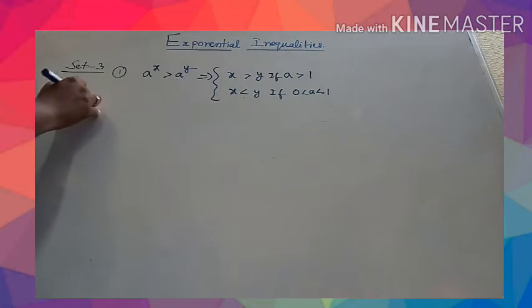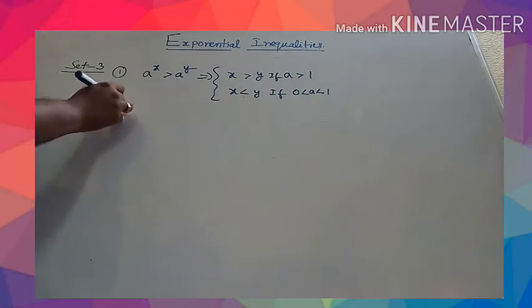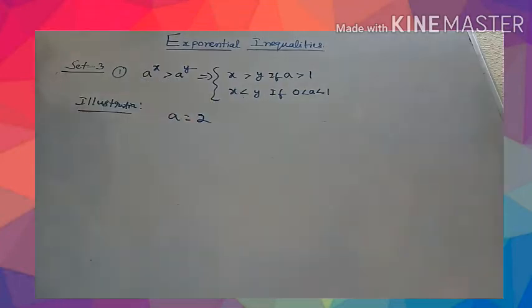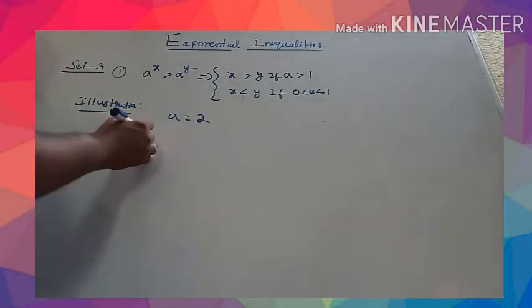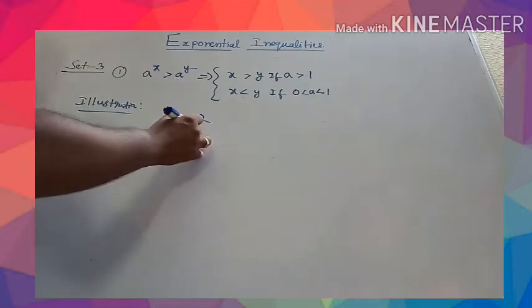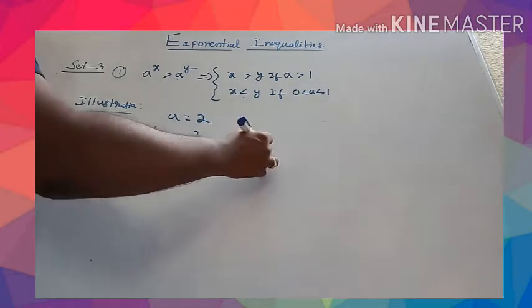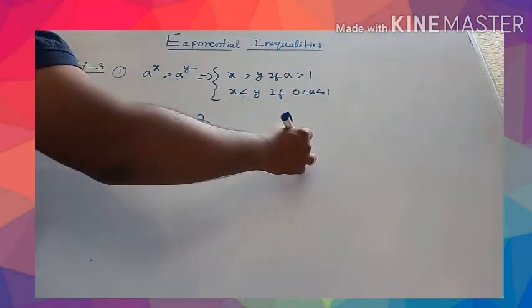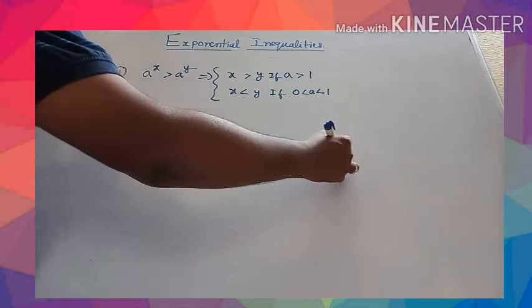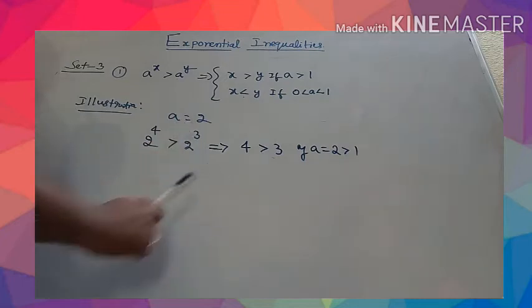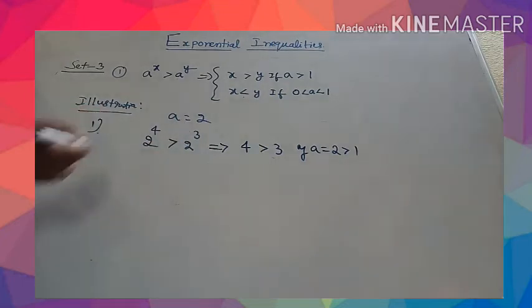Okay, the illustrations. Let us take the first case, a as 2. 2 is greater than 1, right? Once you have got this, my dear students, you see that 2 power 4 is greater than 2 cube. That is obvious, right? That implies we can say that 4 is greater than 3. Wonderful. Because here the base a equal to 2 is greater than 1. This is a very common sense understanding of this statement, right? This is the first one we have got.